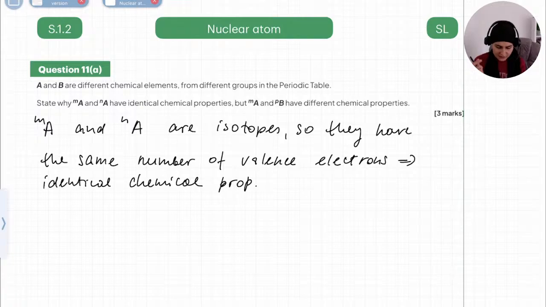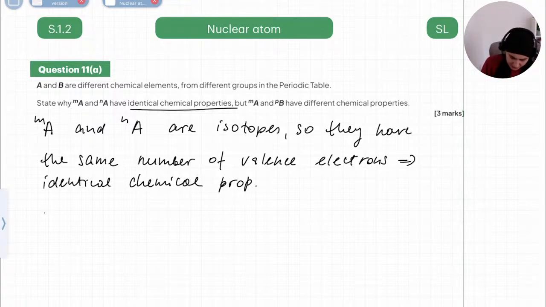So isotopes, and we explained why they have identical chemical properties, and then why do A and B have different chemical properties? Well, obviously A and B are different elements, and you see what they say? They are in different groups. What does that mean? Well, that means that they have a different number of valence electrons. A different number of valence electrons means that they would react in a different way. Okay, that's the third mark.